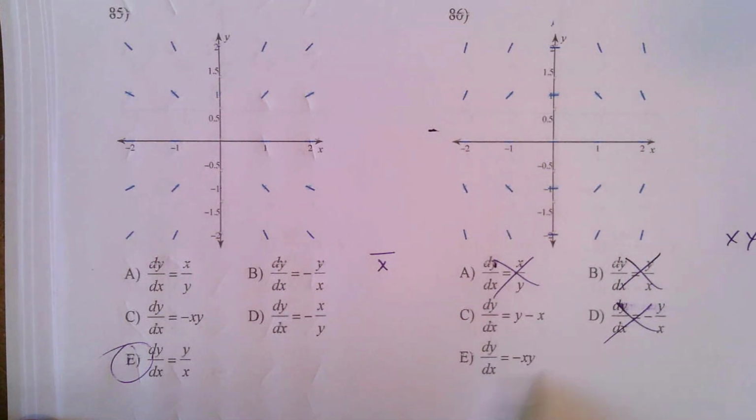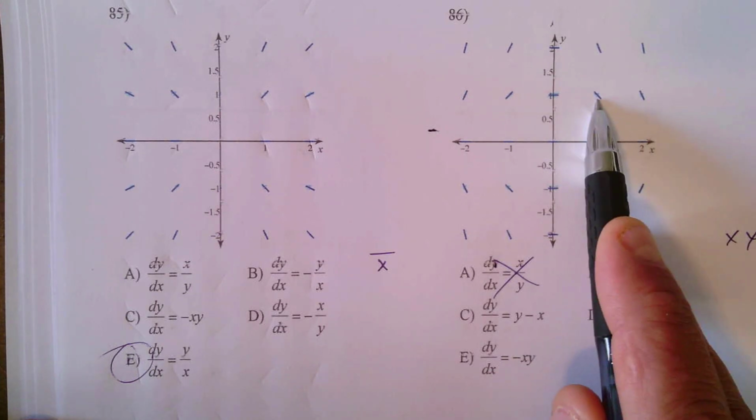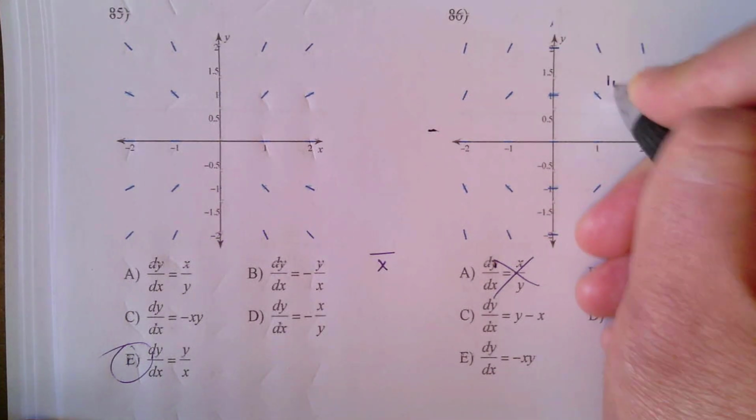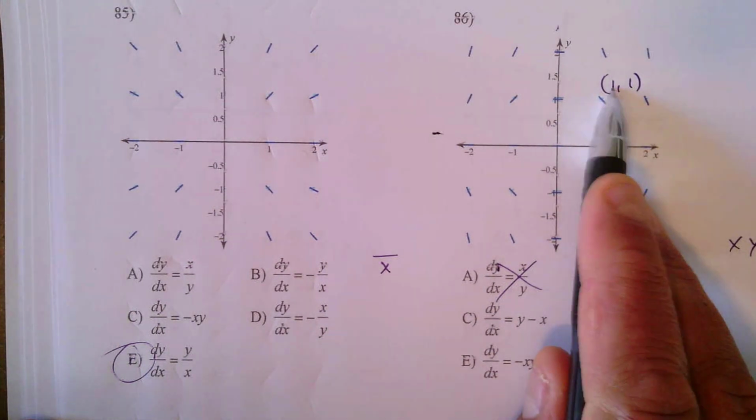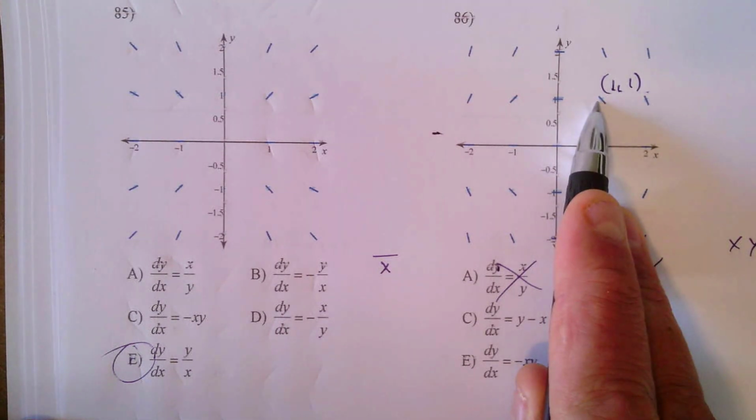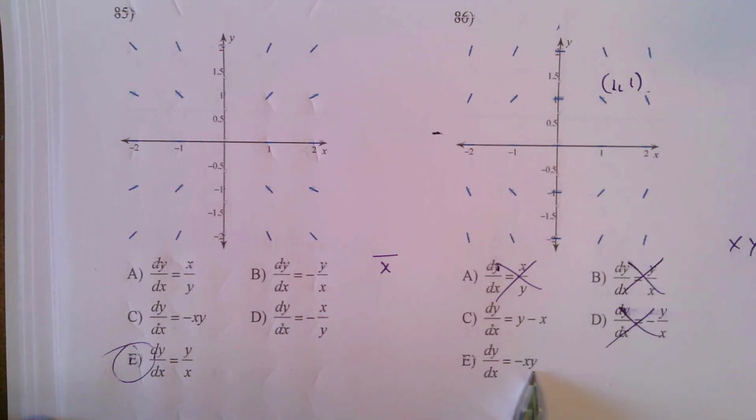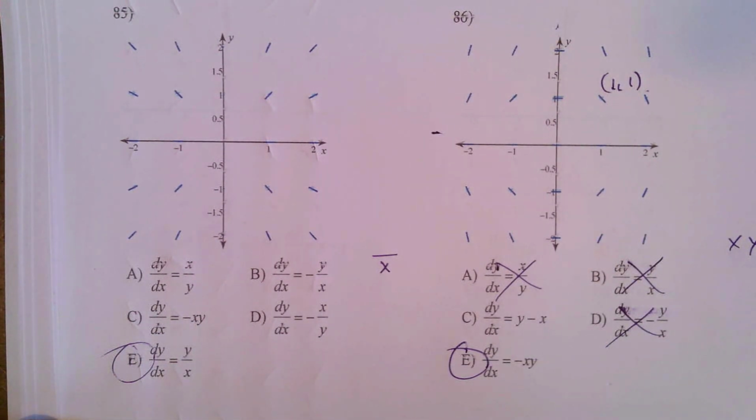So my best guess is probably E, but pick out a point here. So here it's 1, 1. If I put 1, 1 into this guy, it's saying that the slope is negative. 1 times negative 1 would be a negative slope. So E here is the best choice for 86. So that's how you do these at the end with the multiple choice. See if you can figure out the rest of these.